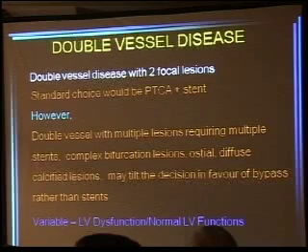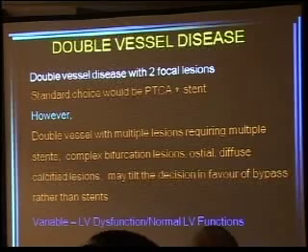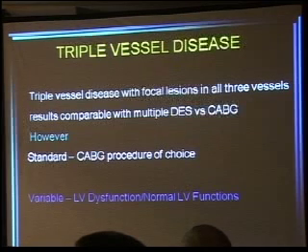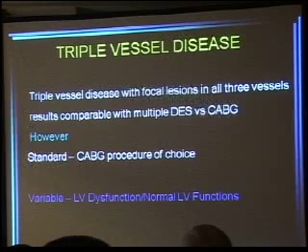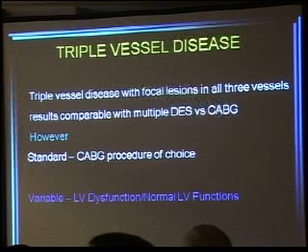If the patients are having LV dysfunction, even with a double vessel disease, it tilts in favor of a bypass rather than stents. For a triple vessel disease with focal lesions in all three vessels, the results as of today are comparable with multiple drug-eluting stents versus bypass surgery. However, the standard procedure of choice as of today with triple vessel disease with diffuse lesions would be a bypass.